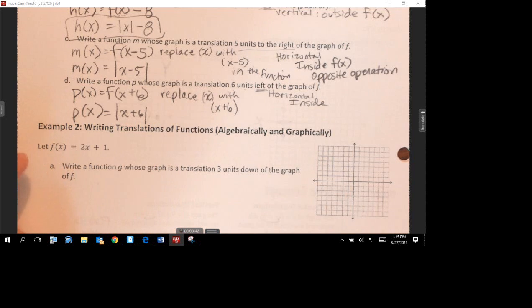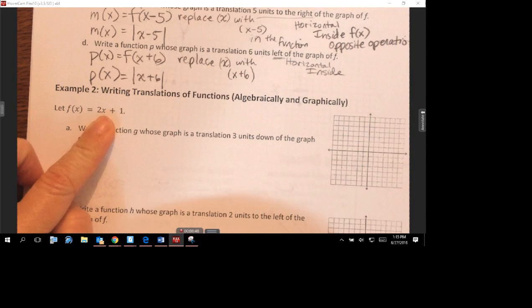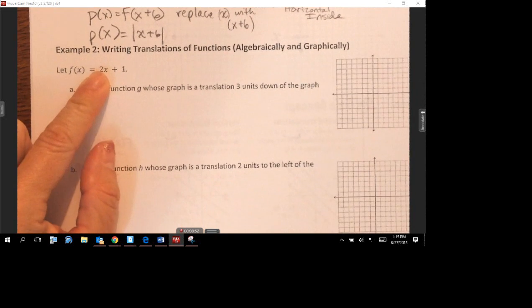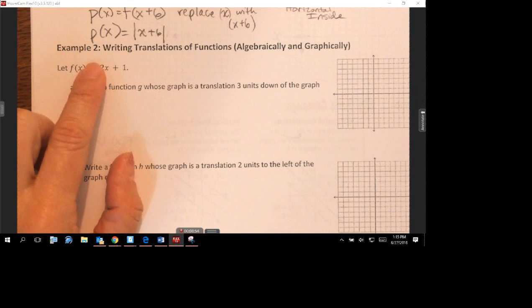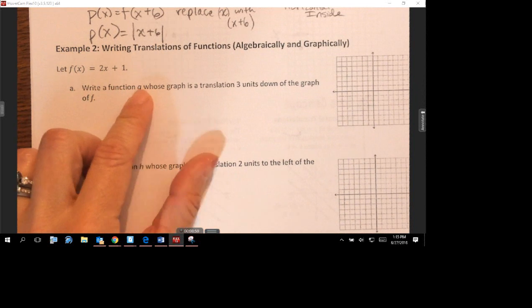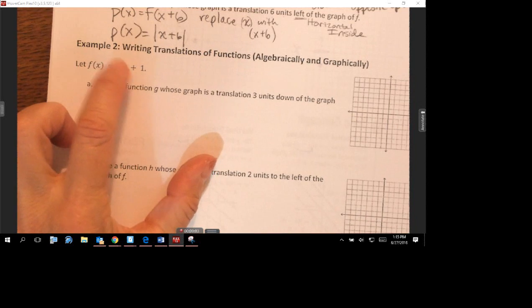But then we get to example 2, and the original function now is 2x plus 1. So it's not one of those parent functions. The original function is now 2x plus 1. So we just have to go off of this one. We're going to take this line, and we're going to write a function g, whose graph is the translation 3 units down of the graph of this one.